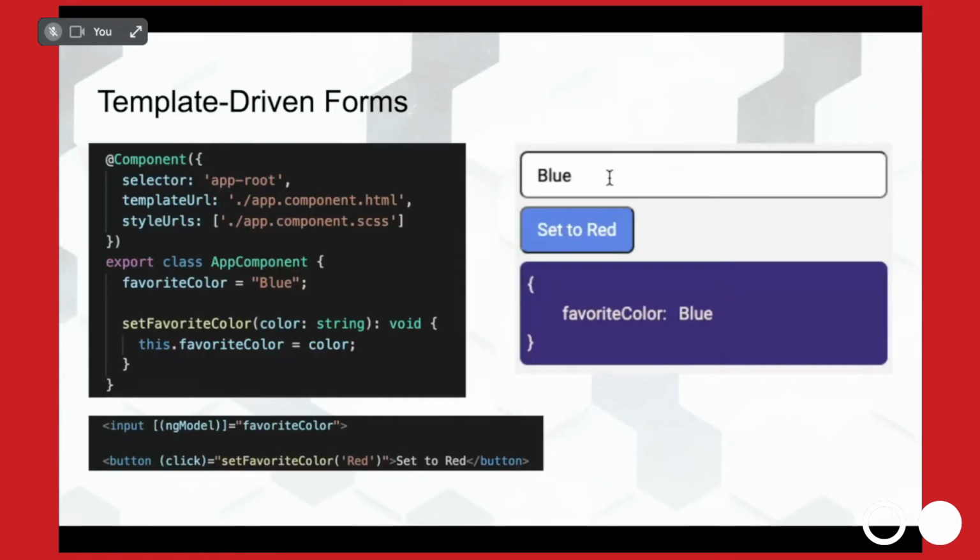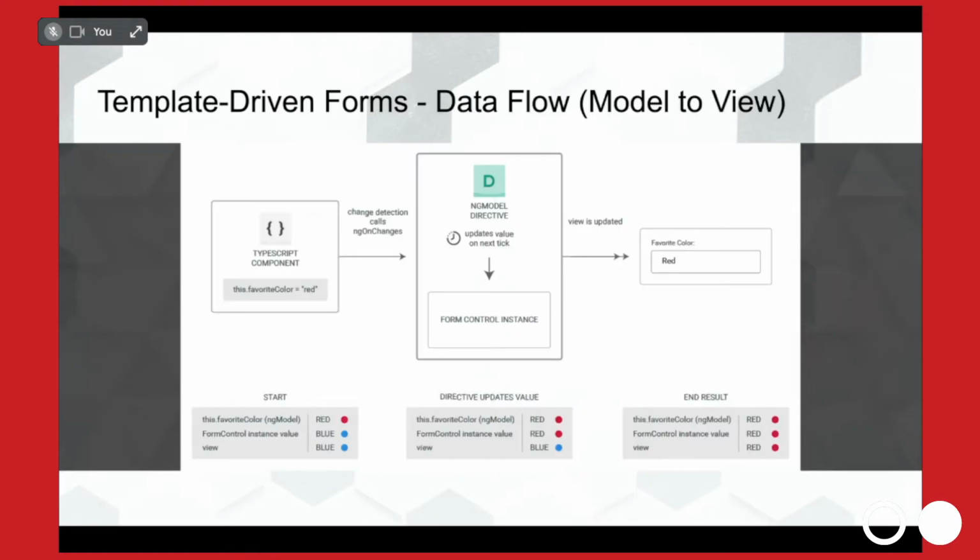Here's an example of using template-driven forms. You can see on my app component, I have a favorite color property, and then I am using the ngModel directive on my input using the banana in a box syntax, binding favorite color. The model to view relationship here is that the component sends the changes on its property to the ngModel directive, and then that directive is responsible for creating a form control instance, and then that form control instance updates the view. And you can imagine it going the other direction from view to model.